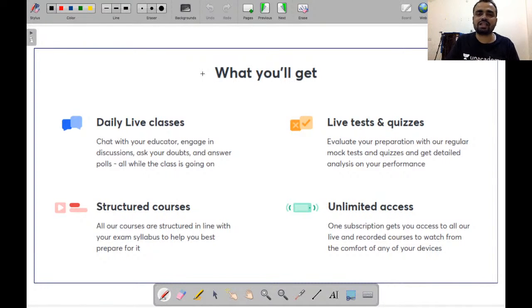The next thing is live tests and quizzes. In live tests and quizzes, there will be live tests and quizzes conducted on a regular basis. So this is a very necessary thing to evaluate yourself. What is your position amongst all Indian engineering students? So ये जो होता है ये बेसिकली ऑल ओवर इंडिया बेसिस पे आपका रैंकिंग क्या है ये डिसाइड करने के लिए.